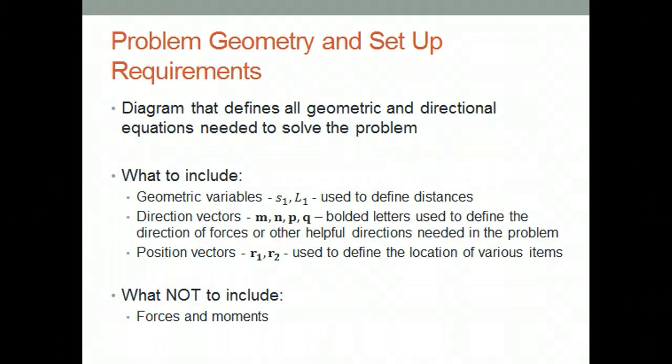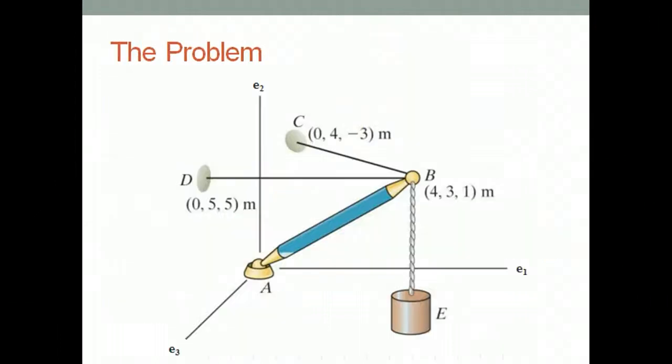Remember that direction vectors are always unit vectors with a magnitude of 1. You should also include position vectors, such as R1 or R2, which define the location of various items of interest. You can see that geometric variables are not bolded because they are scalar quantities. You want to be sure you do not include forces and moments in this section.